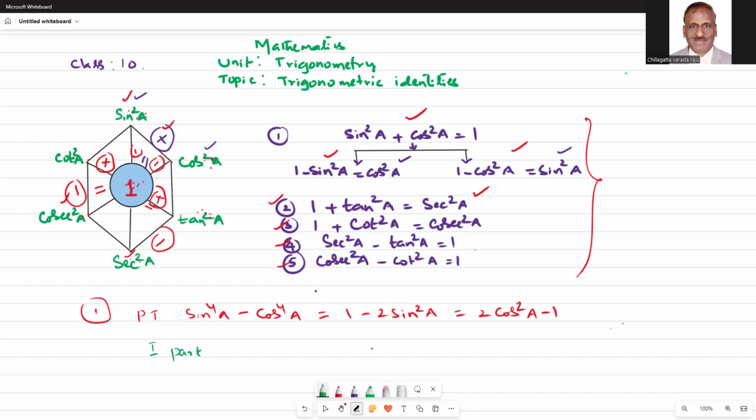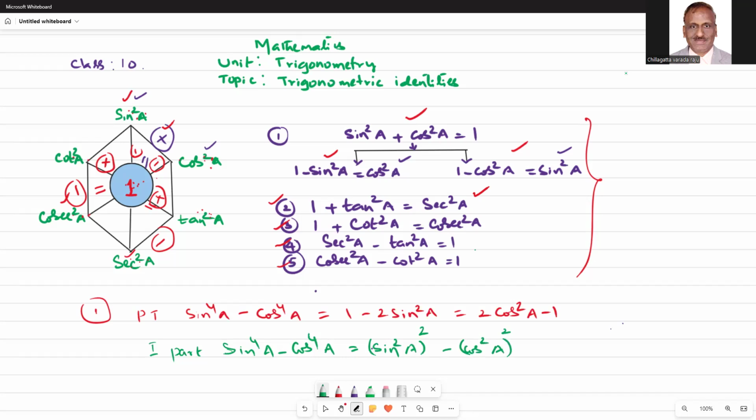What is the first part in the question given to you? Sine to the power of 4a minus cos to the power of 4a. Okay, so let me write, without altering its value, sine to the power of 4a as sine square a whole square, minus cos to the power of 4a as cos square a whole square.